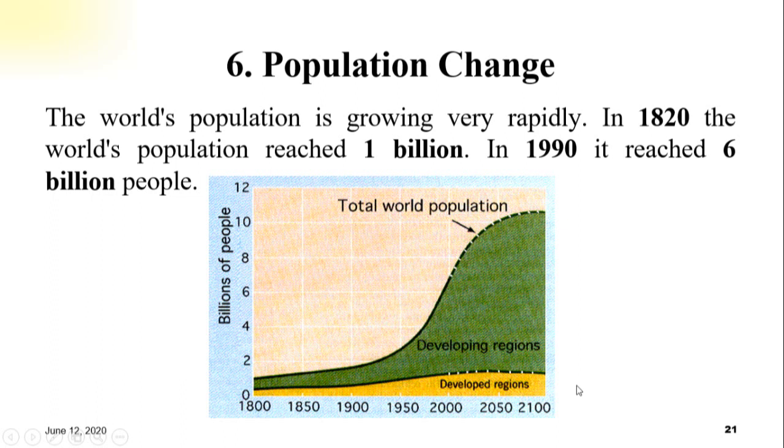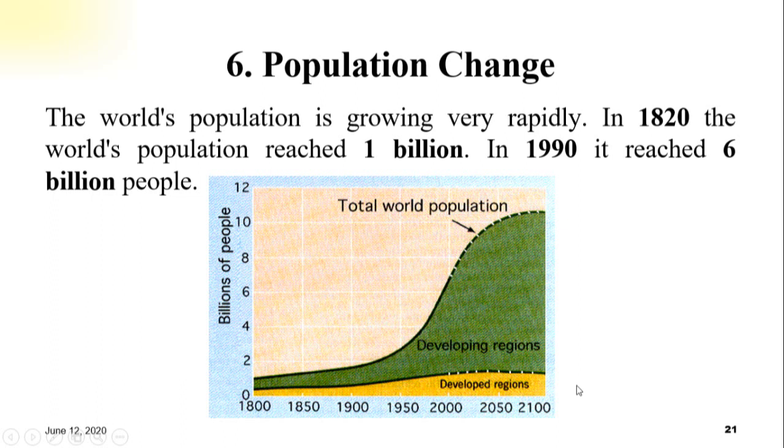The 6th point talks about population change. The world's population is growing very rapidly. In 1820, the world's population reached 1 billion, and in 1990, it reached 6 billion people.